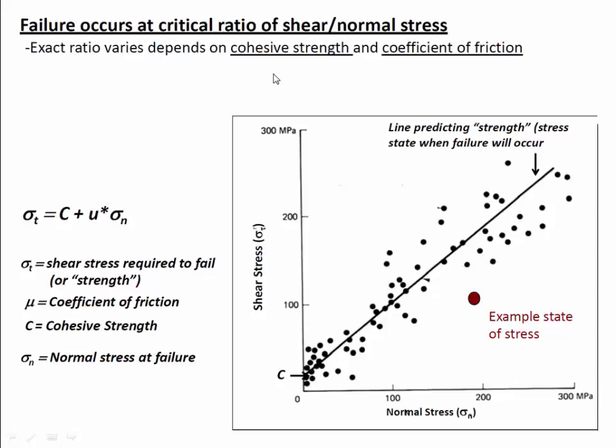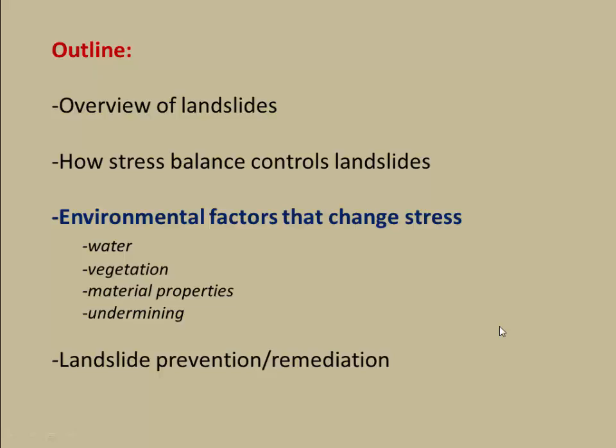So in summary, this Coulomb relationship predicts a line which we'll call the failure line. If you're above the line, your slope is going to fail or your material is going to break. If you're below the line, your material is going to be intact. Okay, so that's how stress balance controls the likelihood of a landslide.